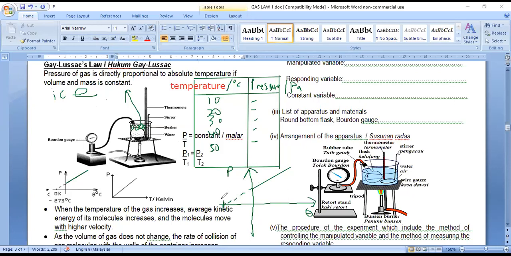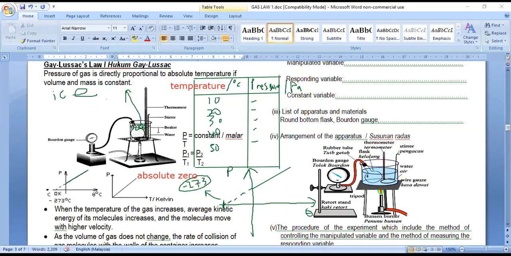That means the temperature axis at the value of negative 273. So the graph will cut the x-axis at the value of negative 273. Now this temperature, we call it absolute zero.